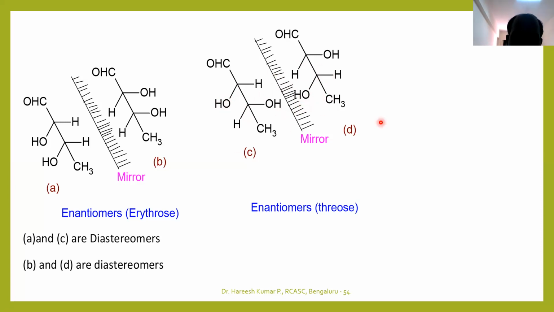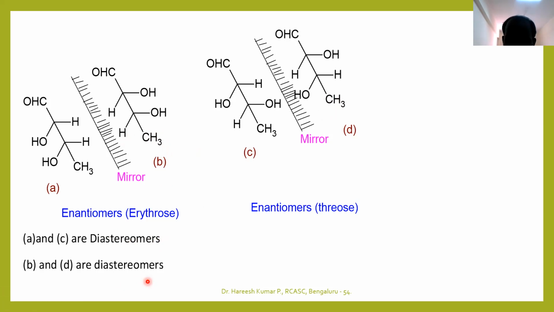And what we need to account for here is A. What is A? A is this one. What is C? C is this one. A and C, this one as well as this one, are diastereomers. Similarly, B means this, D means this. So B and D are diastereomers. Okay. I think now you know that.